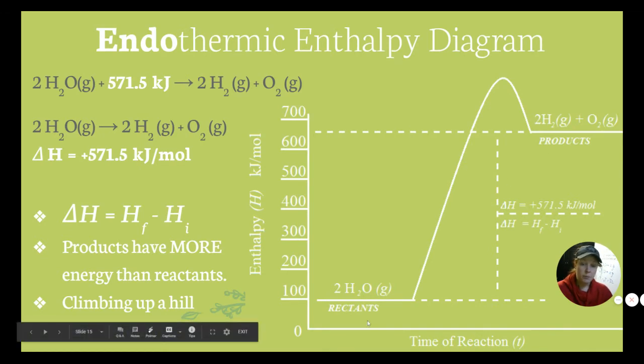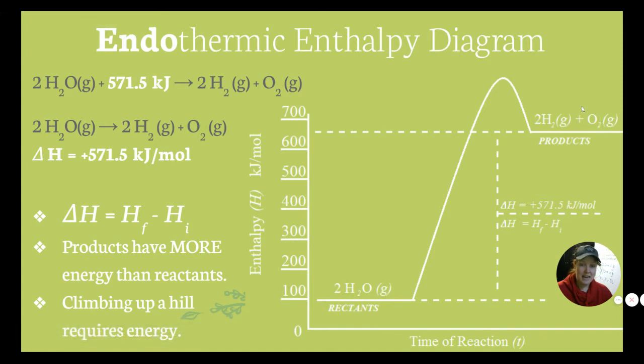But the difference between products and reactants, remember you have to do H final minus H initial, and that will give you a positive number, because we are creating an endothermic reaction, which means heat is entering the system. Therefore, positive delta H, positive Q, positive delta T.